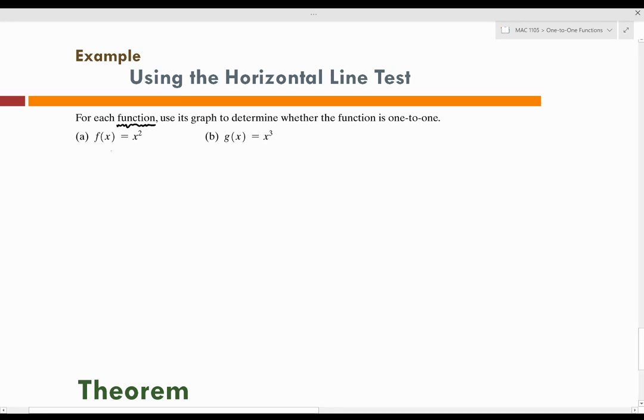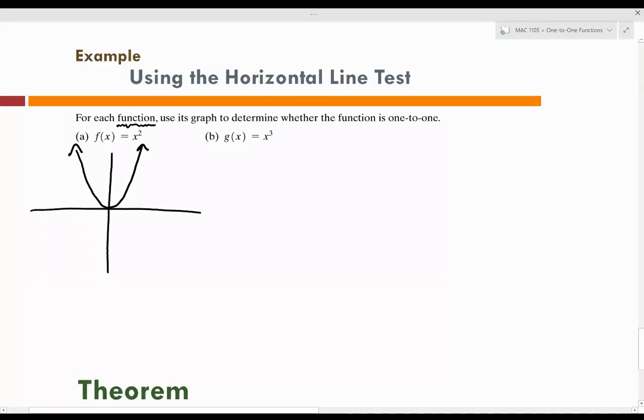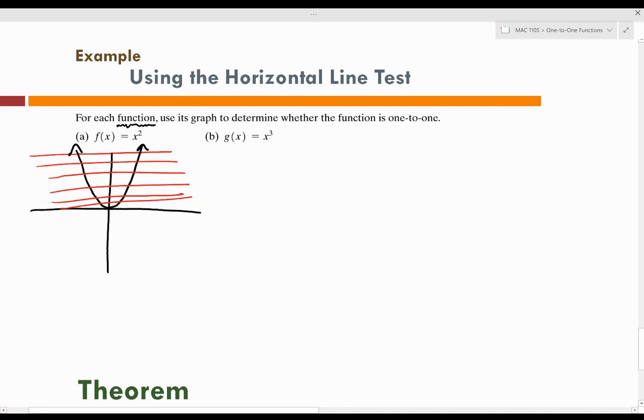If you remember, x squared is a quadratic function, and the shape it makes is a parabola, so I'm just going to make a sketch. They want to know, is this going to be one-to-one? Well, in order for it to be one-to-one, it would have to pass the horizontal line test. So let's see. I've drawn horizontal lines through my graph, and each one of those lines is intersecting my picture in more than one place. So I would have to say no, this is not one-to-one.